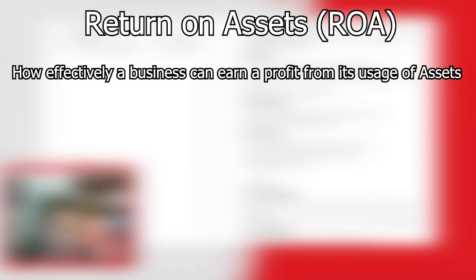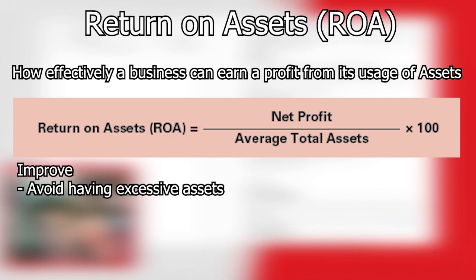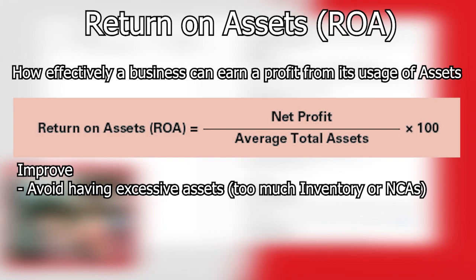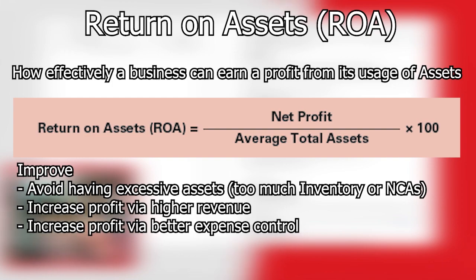All right, the next one is return on assets, and this measures how effectively a business uses its assets to earn a profit. So here we're determining how well do we use our assets to earn the profit. This is shown in the formula net profit over average assets. Main ways to improve it are, firstly, we make sure we don't have too many excess assets, so not holding too much inventory or too many non-current assets. So trying to lower the amount of assets. Otherwise, we can improve revenue, better expense control, which ultimately improves profit.